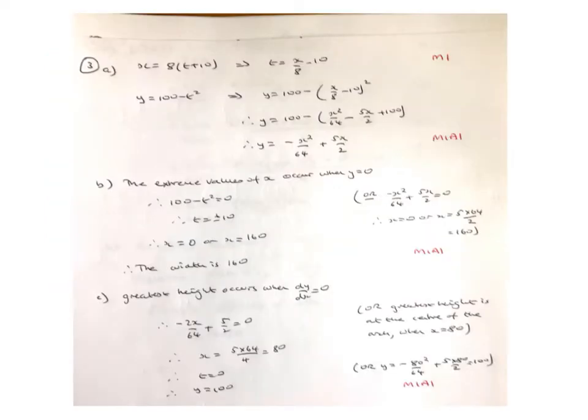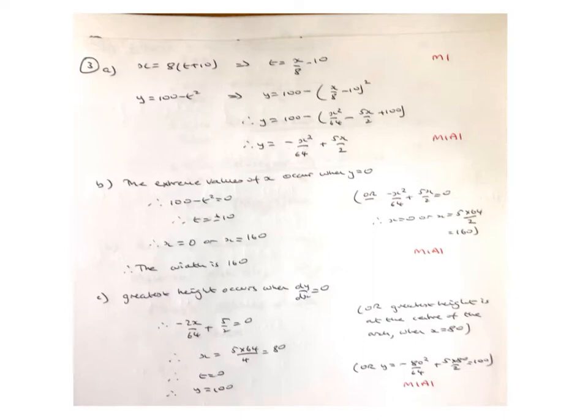Now I've got question 3, and we've got these parametric coordinates, and we need to form a Cartesian equation. So from here, t equals x over 8 minus 10, so we can get an expression for t, substitute that in for t in the y expression, and simplify it to get this.